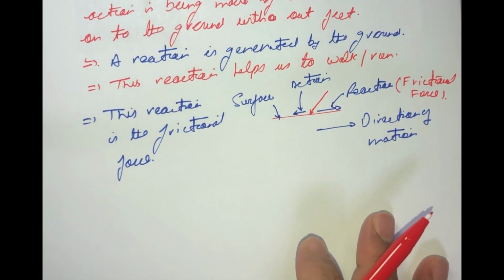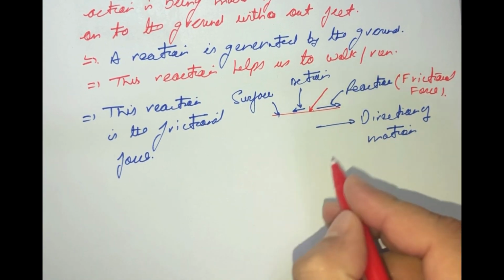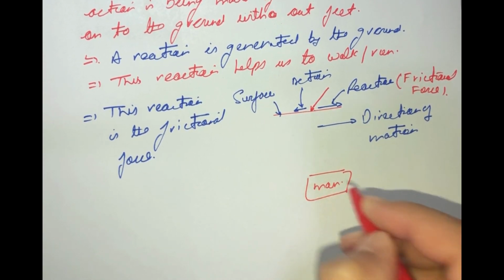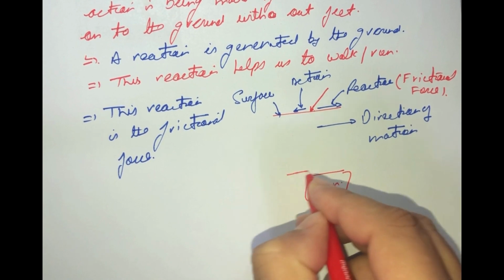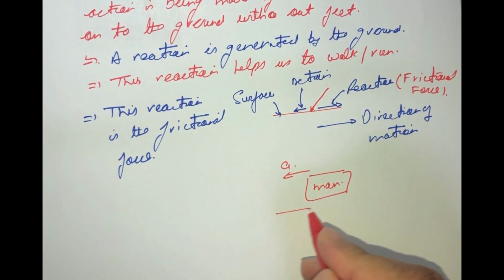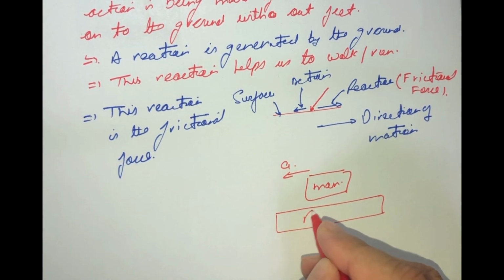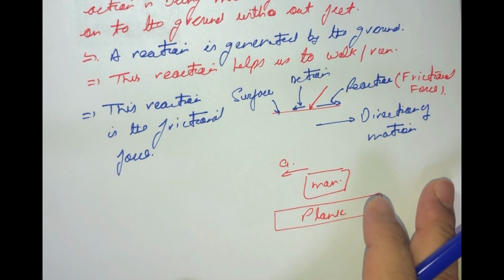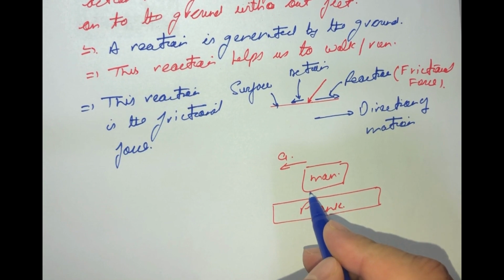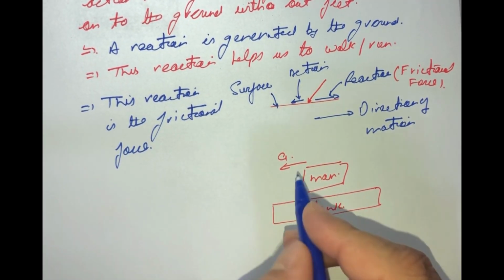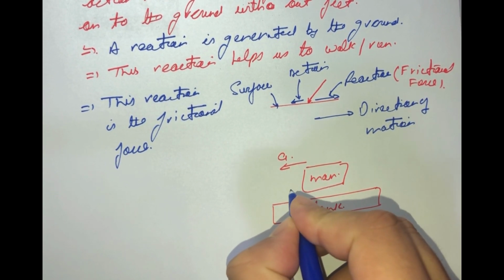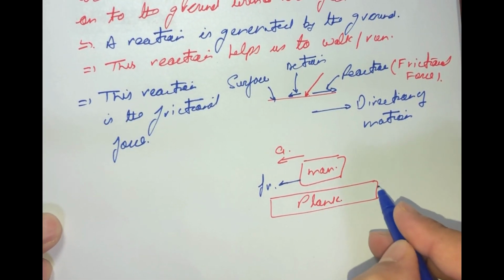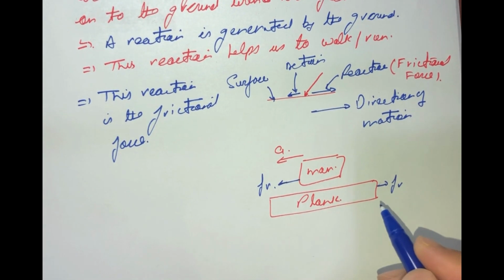Let us now consider the given question, and let me draw the man as a box. So this is a man, and it is moving with acceleration a, and this is a plank. So the man is moving towards the left, so we are going to have a frictional force Fr towards the left, and an equal and opposite frictional force Fr will also be acting on the plank.